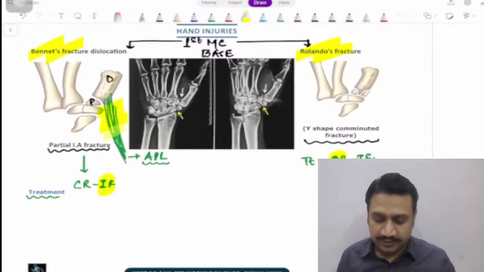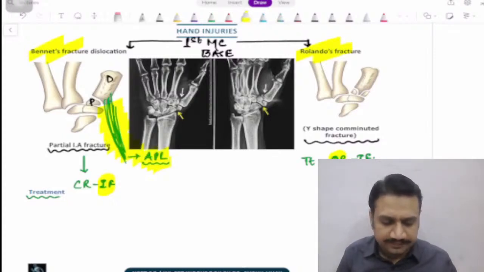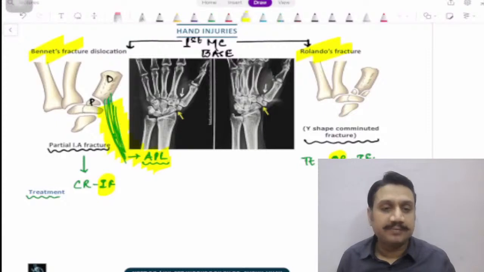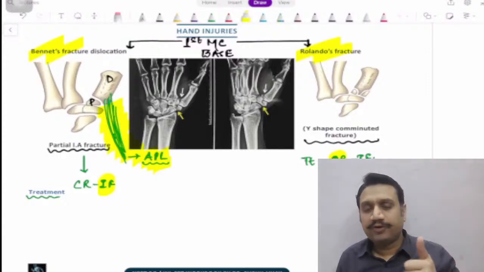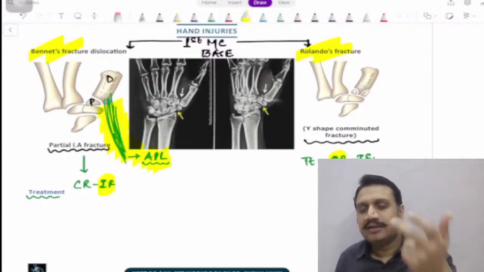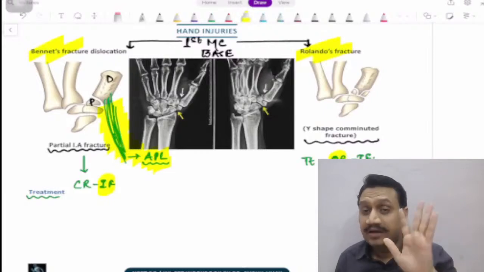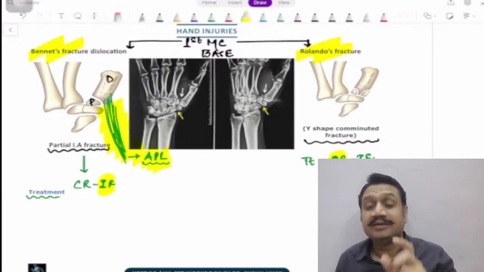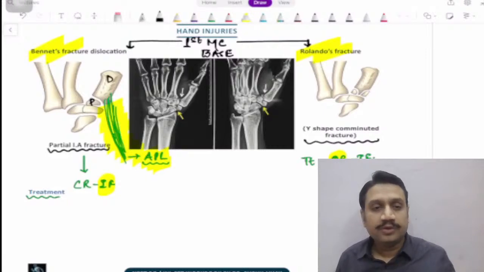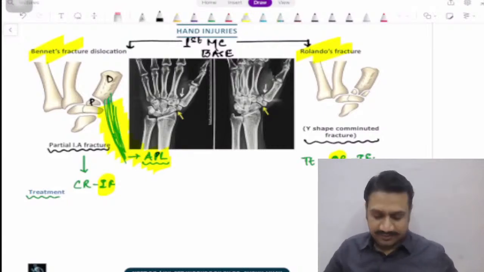All right, so this is the hand injury, the fractures at the base of the first metacarpal. I hope it is fine. The scaphoid, lunate, Bennett, Colles, Smith, deformities and their treatment plan, right? They should be very, very clear to all of you. They are all important for your INICET exams.